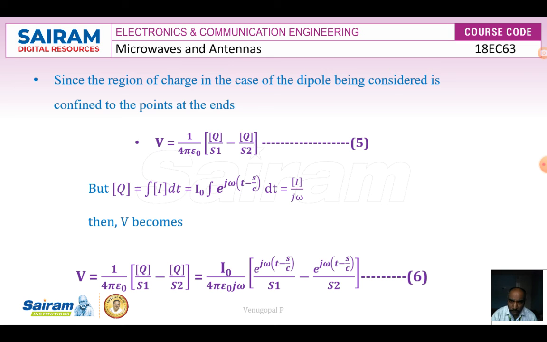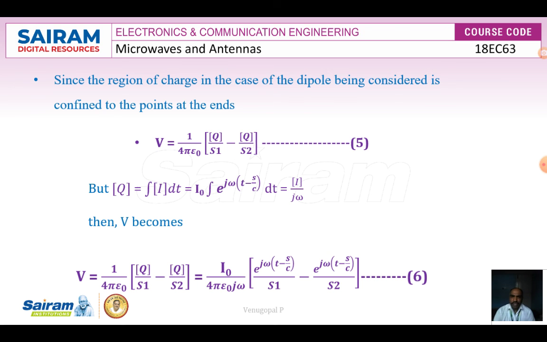So the retarded potential can be written as V is equal to 1 by 4 pi epsilon naught into Q by S1 minus Q by S2. Call it equation number 5. Dear students, as we know, charge dq is equal to I into dt, and integrating on both sides, we get Q is equal to integration of I into dt. I is the retarded current shown in the previous slides, I naught into exponential of j omega into t minus s by c, into dt. Taking I naught as a constant outside, I naught into integration of exponential of j omega into t minus s by c into dt, is equivalent to the retarded current divided by j omega.